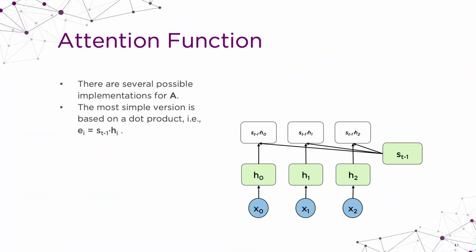Okay, but now it's time to look at how the attention function works. So how can we assign these weights to the elements in the sequence? Actually, there are various possible implementations for the attention. Here, I'm considering one of the simplest, but also one that is very effective. So basically, here the attention is just a dot product.